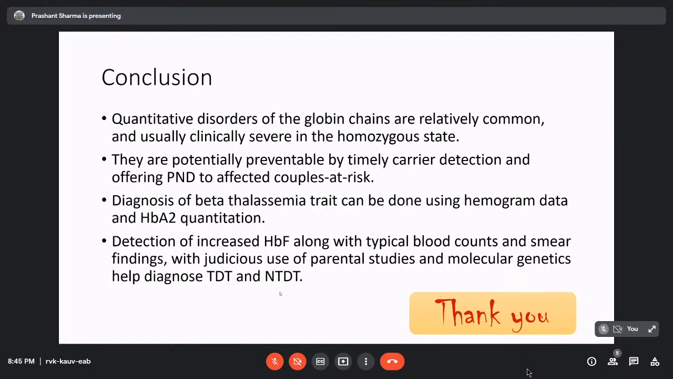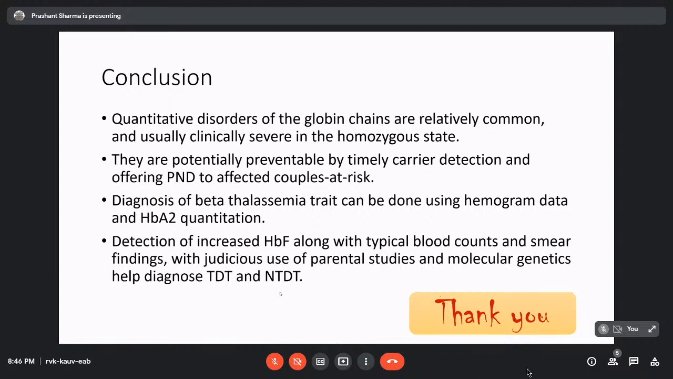Excellent presentation. Thank you. There is a question, or rather a continuation of the question by Dr. Nilesh Kapadia. He says alpha-beta ratio is maintained normally, but how in compound heterozygous thalassemia is it maintained? And which compound heterozygous are beneficial or which ones are more severe?